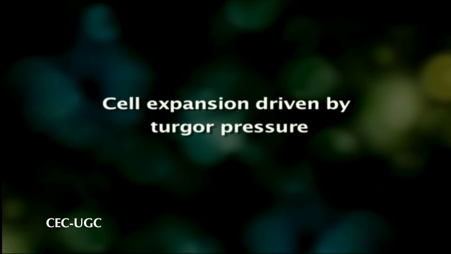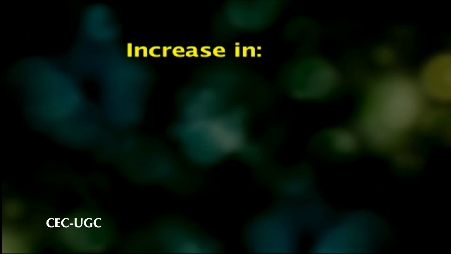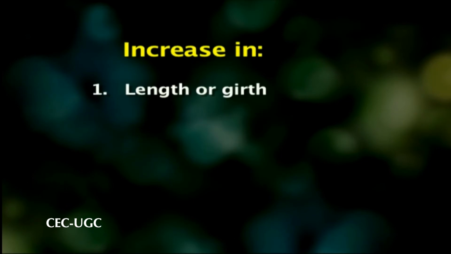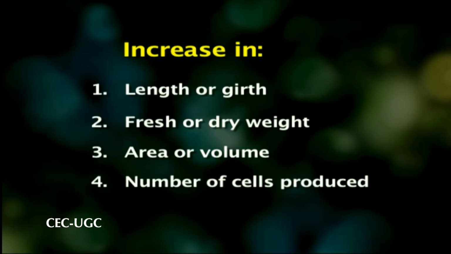Classically, plant growth has been analyzed in terms of cell number or overall size, that is, mass. Growth in plant cells is mainly through cell expansion driven by turgor pressure. During this process, the cell increases in volume many fold and becomes highly vacuolated. Growth in plants can be measured in terms of: number 1, increase in length or girth; number 2, increase in pressure or dry weight; number 3, increase in area or volume; and number 4, the increase in number of cells produced.